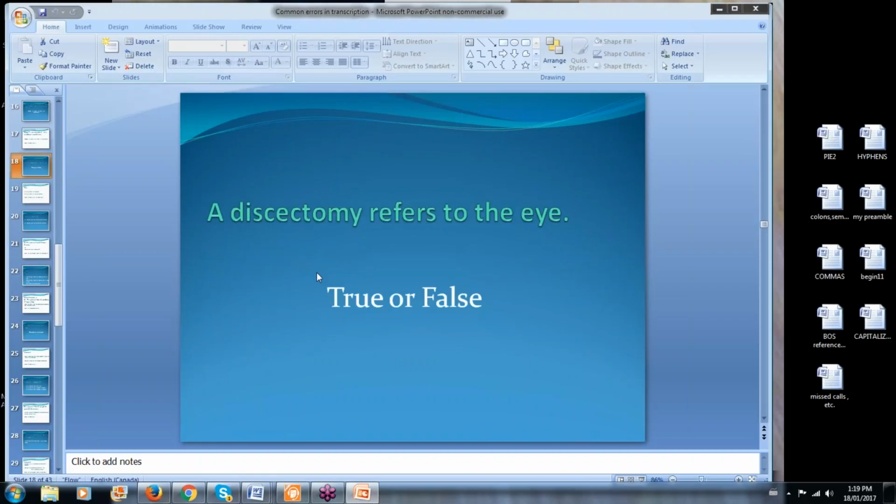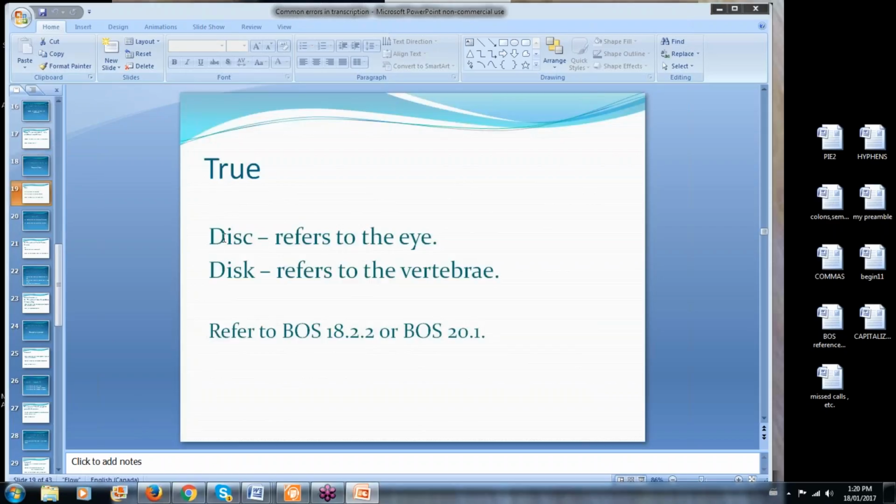Okay, the next one. A disc refers to the eye. True or false? False, false, false, true, false, false, false, true, true. So we're kind of on the fence on it. It seems like kind of a 50-50 kind of deal here from what I'm seeing. Okay, it's actually true. DISC refers to the eye, where DISK refers to the vertebrae.